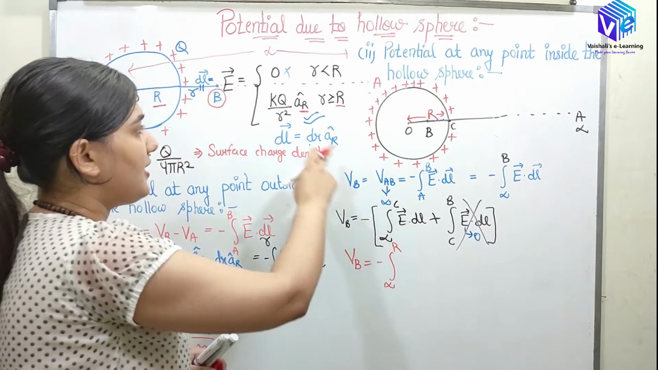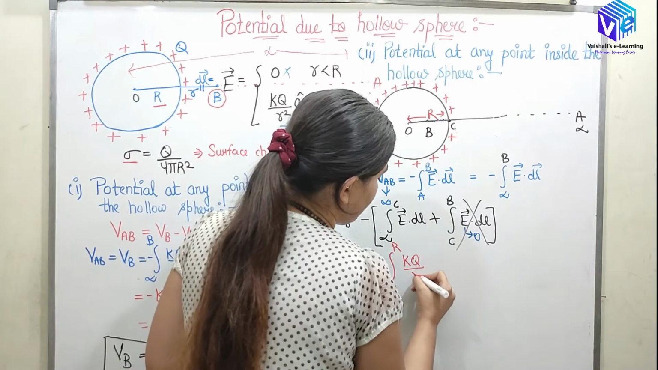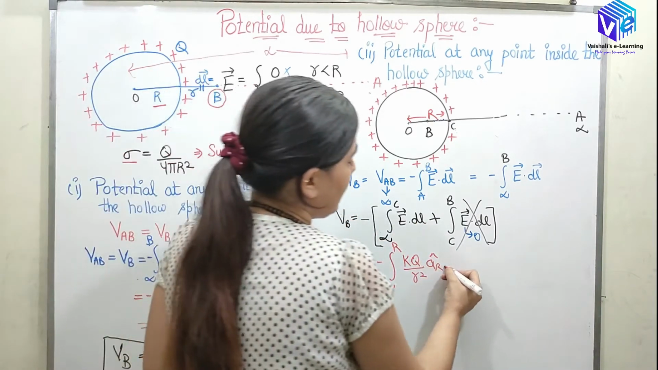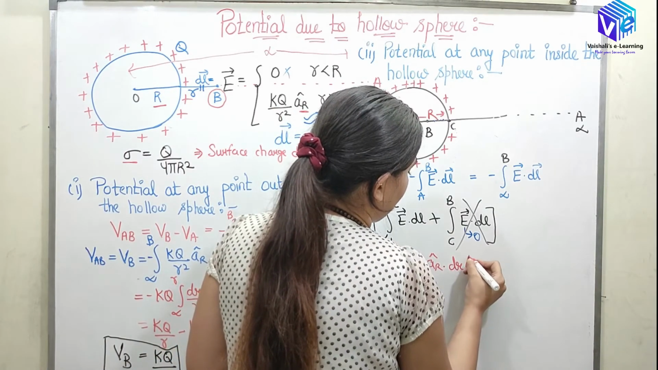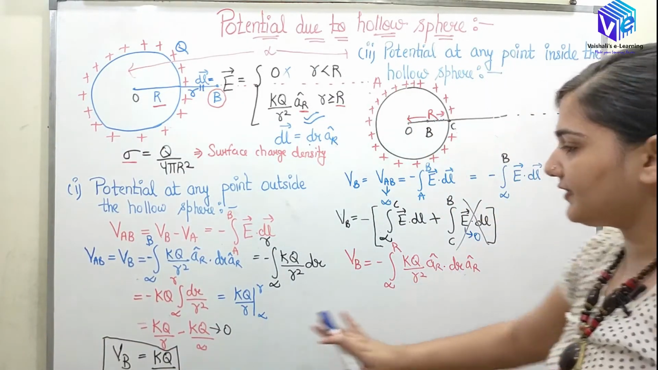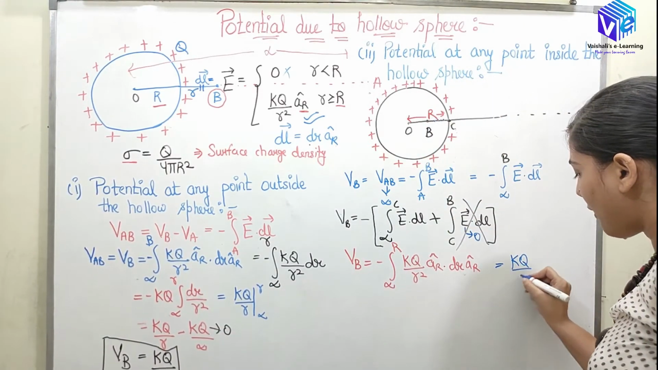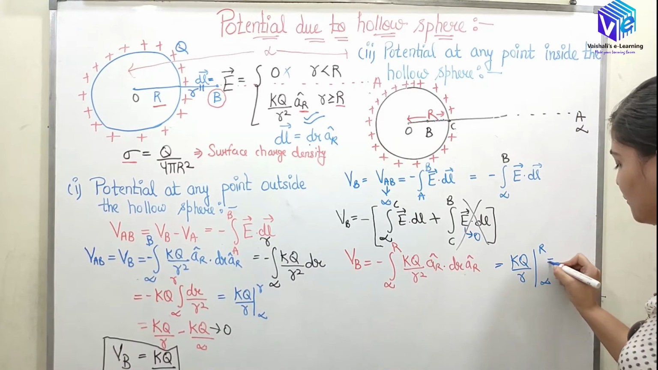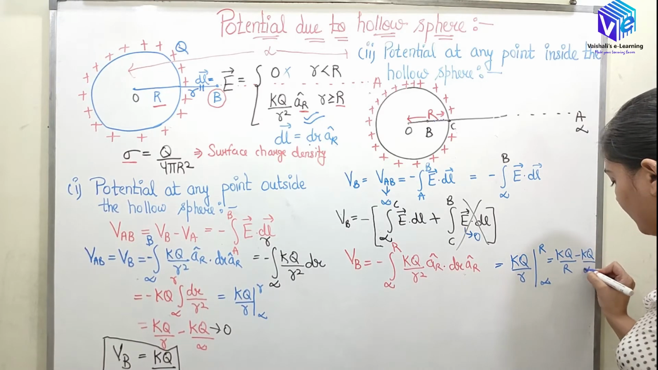What is E here? E is again the outside E, which will be KQ upon r square, r cap, now dot dl. dl is dr r cap. So now again we will be having the same formula that we had here. So directly I can write it as KQ upon r, and the limits are from infinity to R. So I can write it as KQ upon R minus KQ upon infinity.